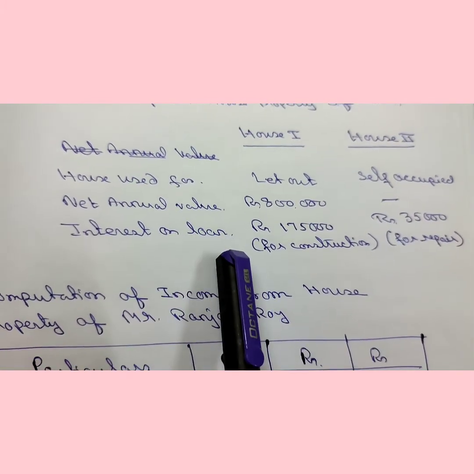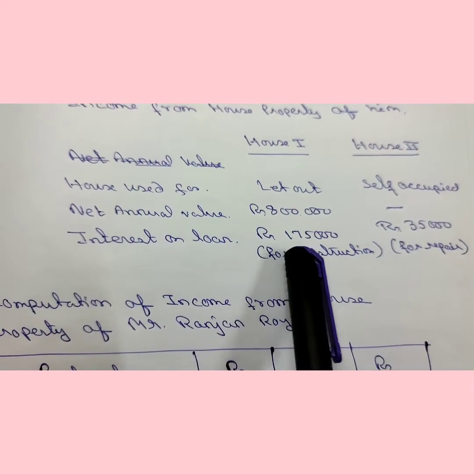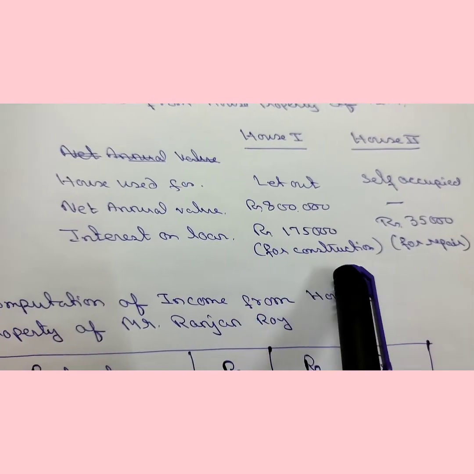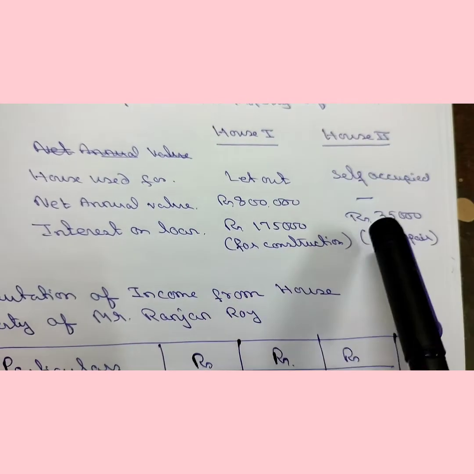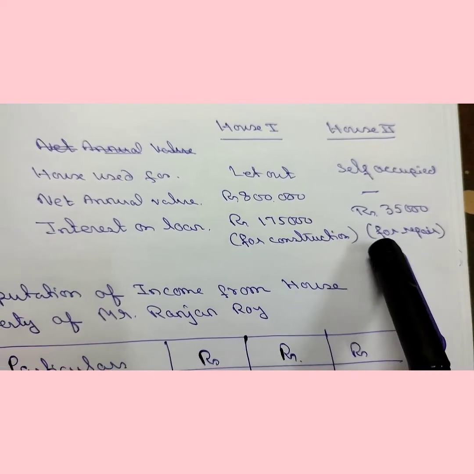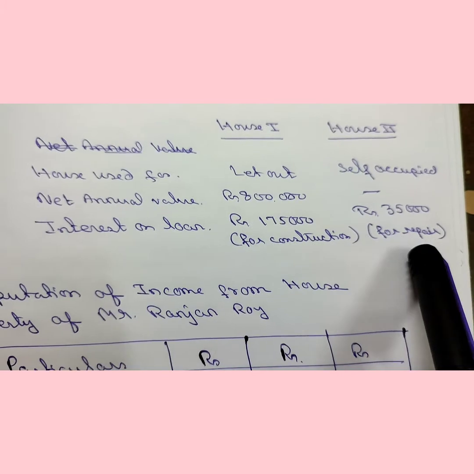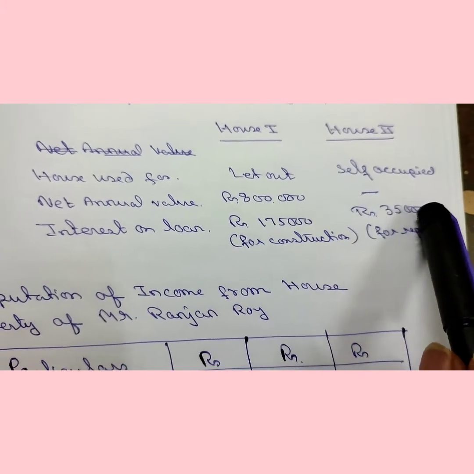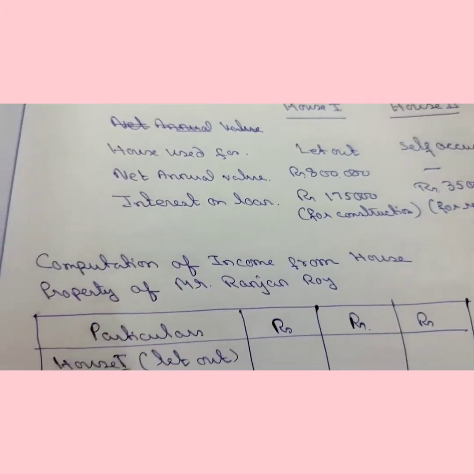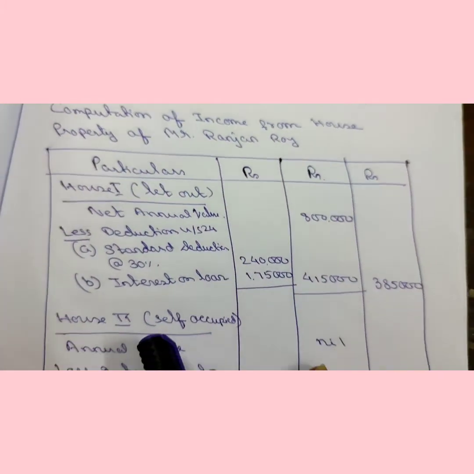And interest on loan for house 1 is rupees 1,75,000. Within bracket it is written that it is for construction of the house. For house 2 it is rupees 35,000. Here it is written, it is for repair. The loan is taken for the repair of the house. Okay. Now we will compute the income from house property.